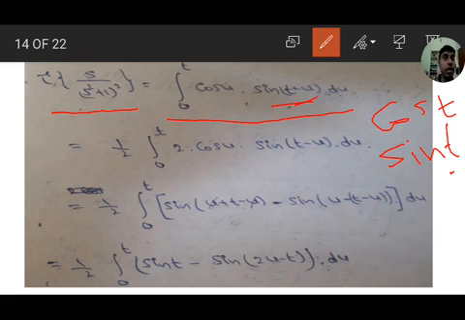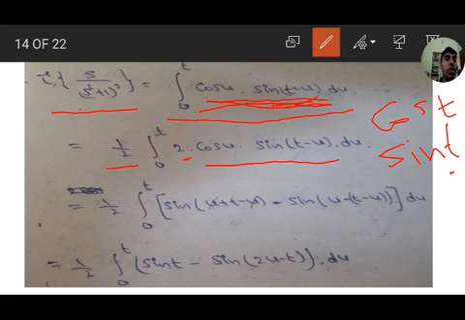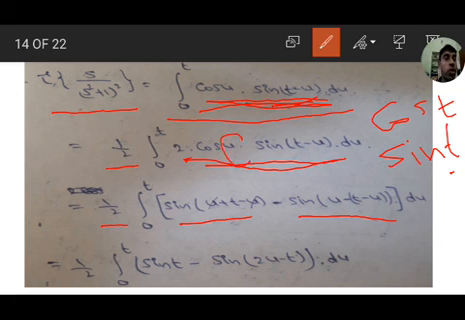Okay, therefore we have to simplify this one. Cos u into sin of t minus u du, that is 1 by 2 into, multiplying and dividing with 2, so 1 by 2 into 2 cos u sin of t minus u. It is 2 cos a sin b, which means sin of a plus b minus sin of a minus b. 1 by 2 is outside. A means u, b means t minus u. Sin of a plus b, that is sin of u plus t minus u, minus sin of a minus b, sin of u minus t minus u, du.